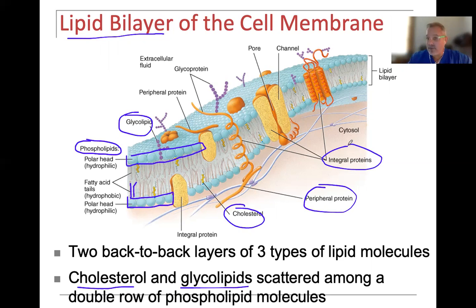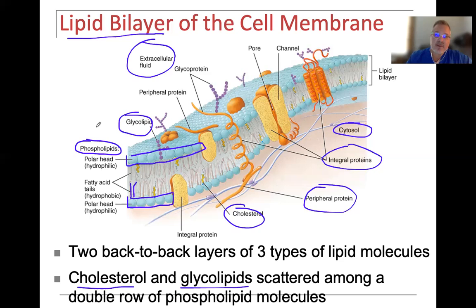So we have a phospholipid bilayer, and we could see on this side is extracellular, that's outside of the cell. And on this side is the cytosol, that's within the cell.